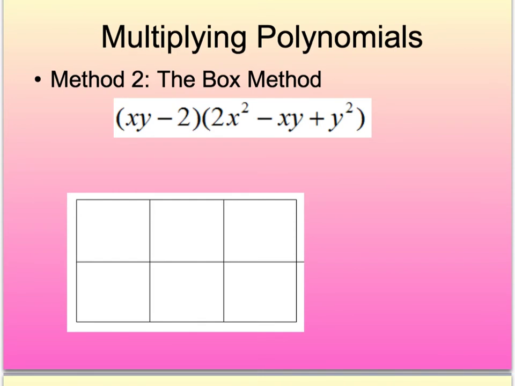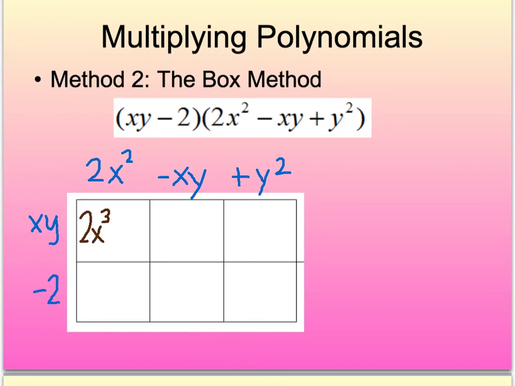Now taking that same problem and applying the box method, I'm going to have xy minus 2 along the side. And along the top, I'm going to have 2x squared, negative xy, positive y squared. And remember to fill the box. I'm going to be performing multiplication. So first here I have xy times 2x squared, and that's going to give me 2x cubed y.